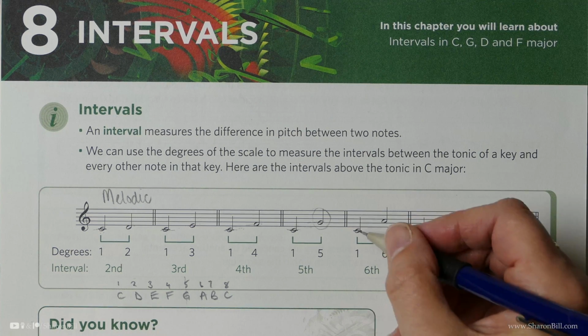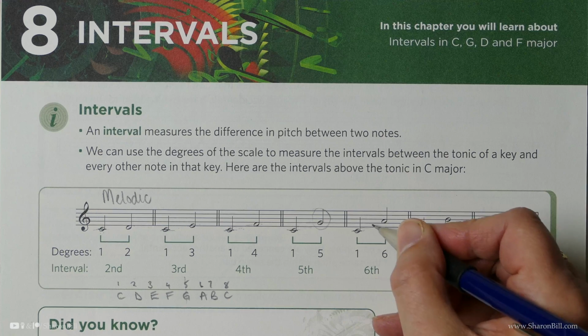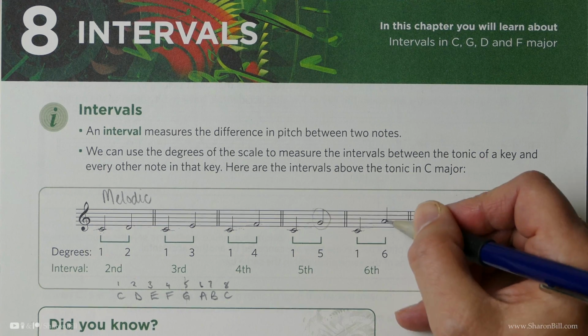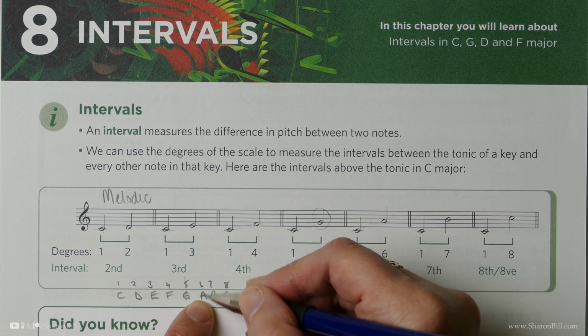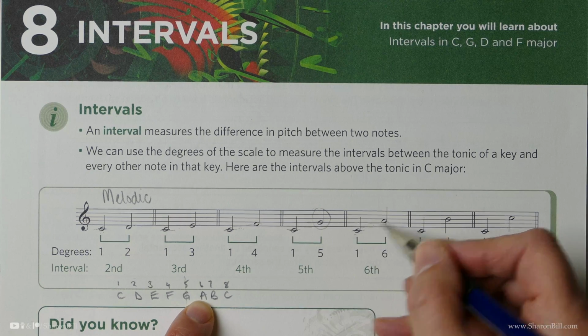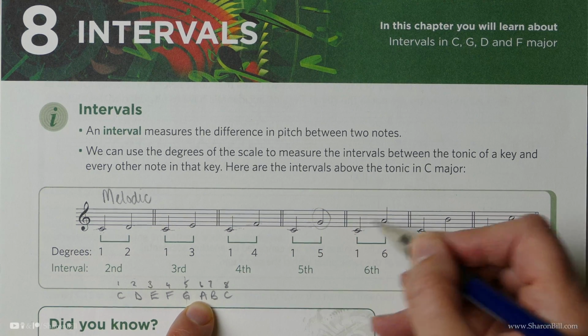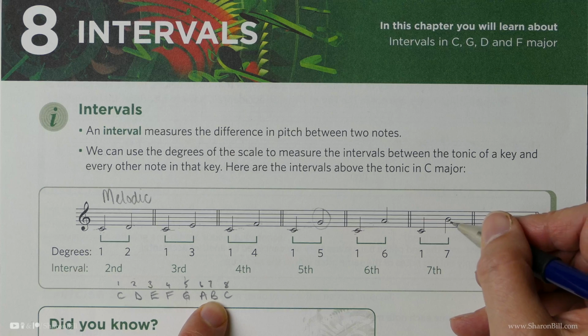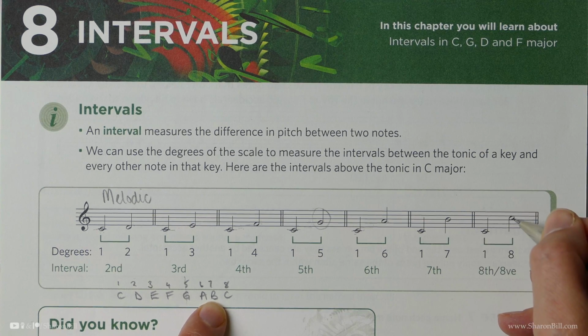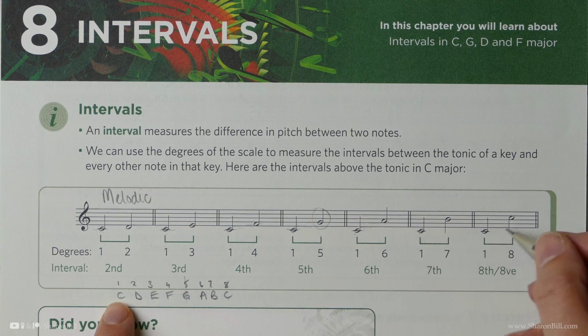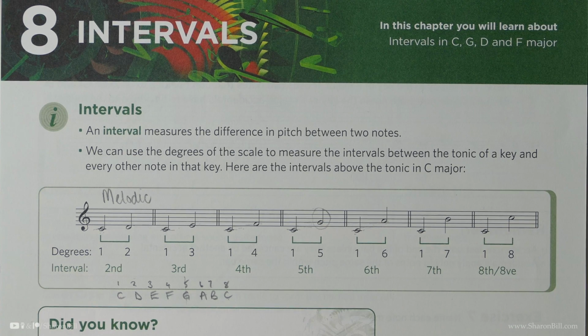And then we're counting 1, 2, 3, 4, 5, 6. A is the sixth degree of the scale. From C to A is the interval, the distance of a sixth. B is a seventh, and then C to C is a whole octave. You could say eighth or 8VE for short. And so let's press on to exercise 1.